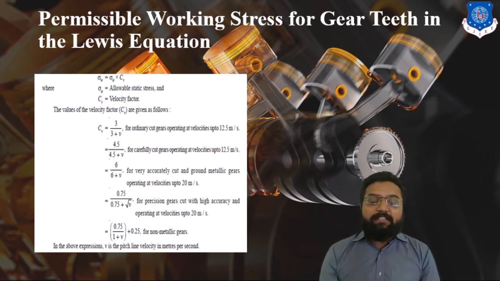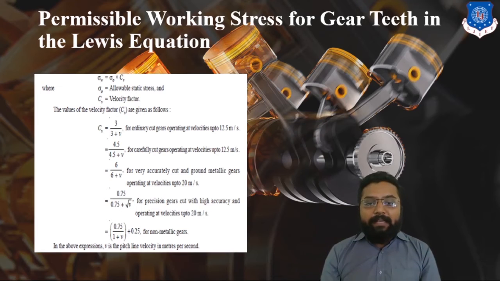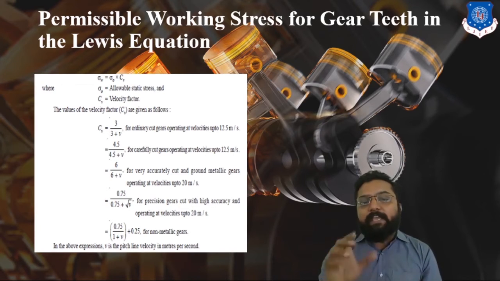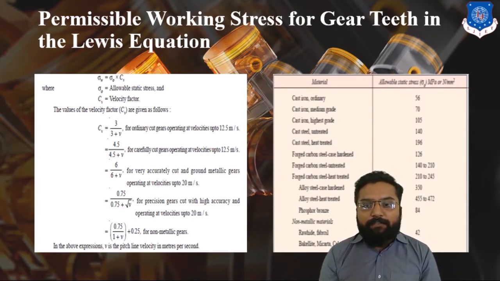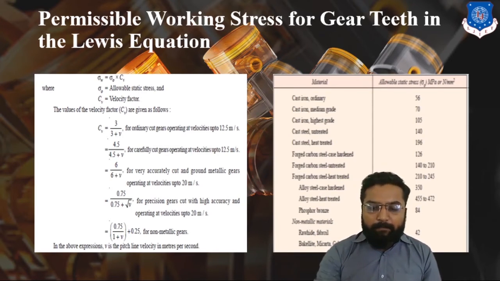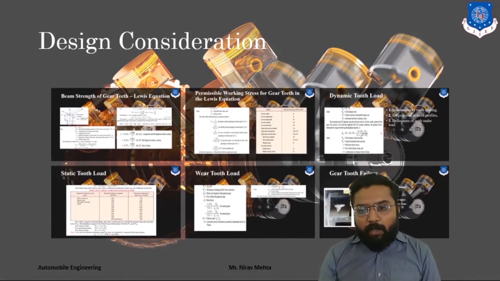This velocity factor, which is Cv, depends on the speed or velocity of our gear. Here you can see different types of velocity, and depending on that we can find different values of Cv, which depend on the velocity of your gear. Here you can find different allowable stresses for different materials that will be given to you in the example. After that, let's talk about different types of stresses.